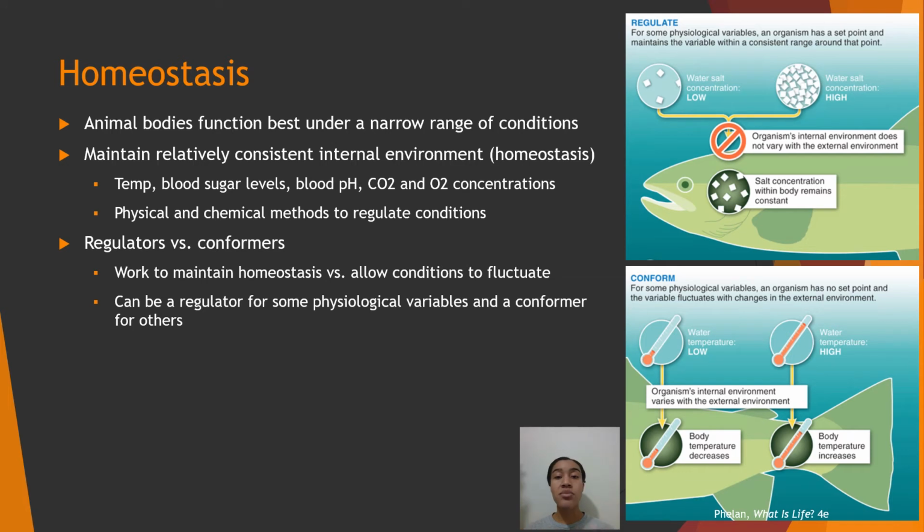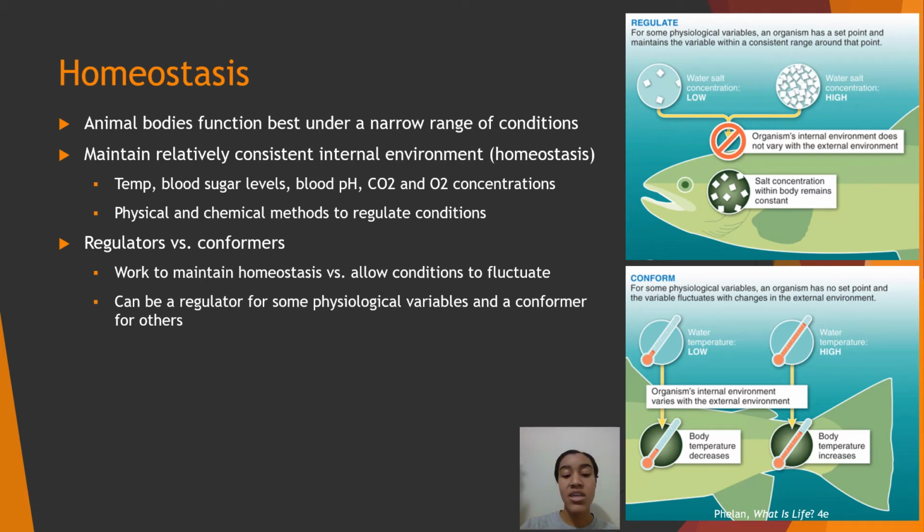So there are two terms or types of conditions that you'll see for the next couple of slides. And these two terms are regulators and conformers. So for various different variables, an organism can be a regulator or a conformer. It just depends on the animal and the conditions. And so what are these terms? So, like I mentioned, the environmental conditions can change. And a regulator, no matter what the change in the environmental condition, is actively maintaining that optimum ideal internal condition. So they work to maintain homeostasis.